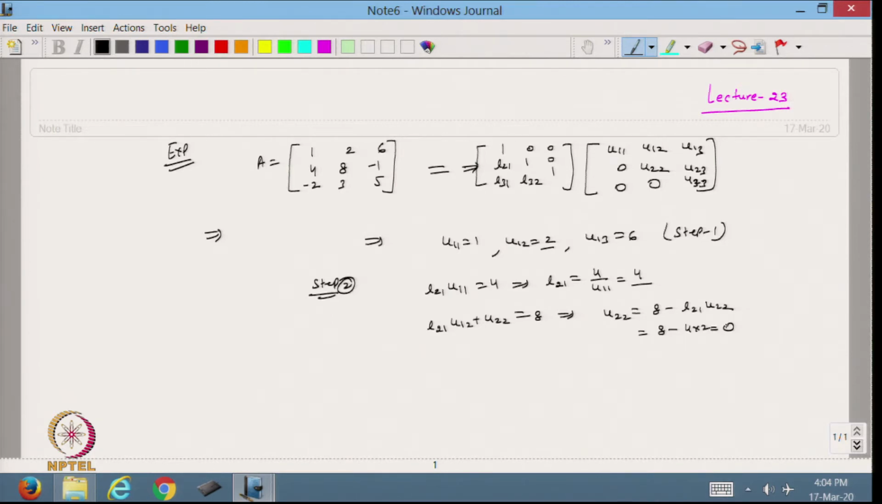In this case the value is coming 0, and if you remember, in the next steps to find the other elements, in some places we have to divide by U 2 2, but U 2 2 is coming 0. So in this case we cannot divide by U 2 2. So from here I can say that LU decomposition is not possible.